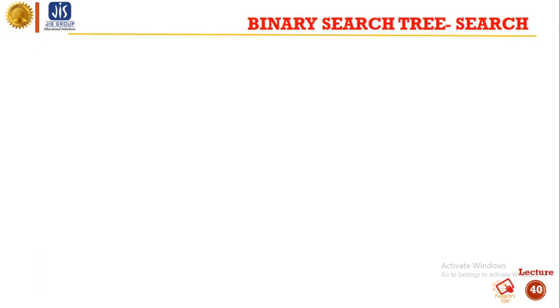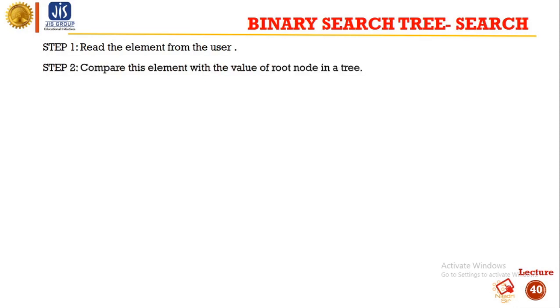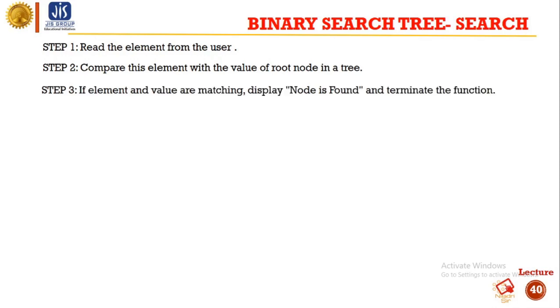Now we will check how to search a binary search tree. In step 1, we read the element from the user. In step 2, we compare this element with the value of the root node in the tree, checking whether the element is less than or greater than. Next, if the element and the value match, we display that the node is found. If the element is the same, we say that the element is found.